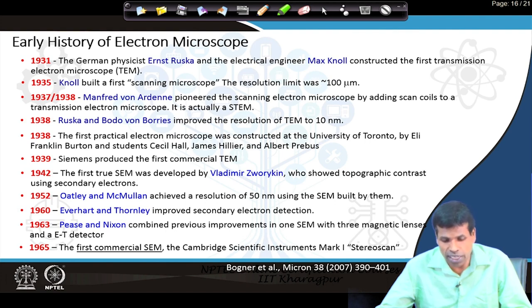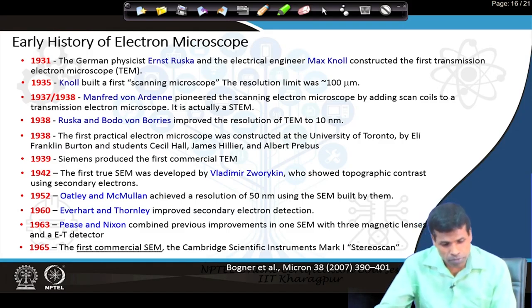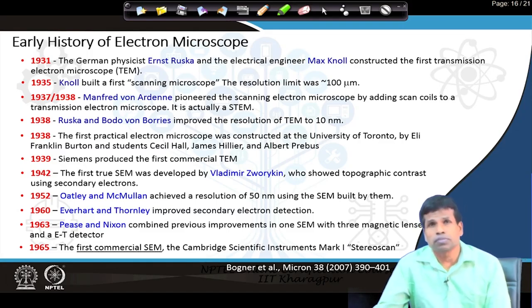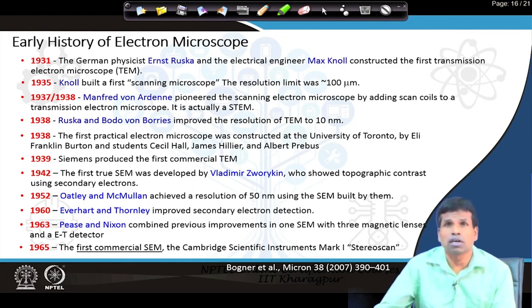In 1965, the first commercial SEM was built by Cambridge Scientific Instruments and named the Mark I Stereoscan. So, you see the first commercial scanning electron microscope came in 1965. So, it is almost 60-70 years now, and we have more than 100,000 scanning electron microscopes available worldwide today to investigate material properties.